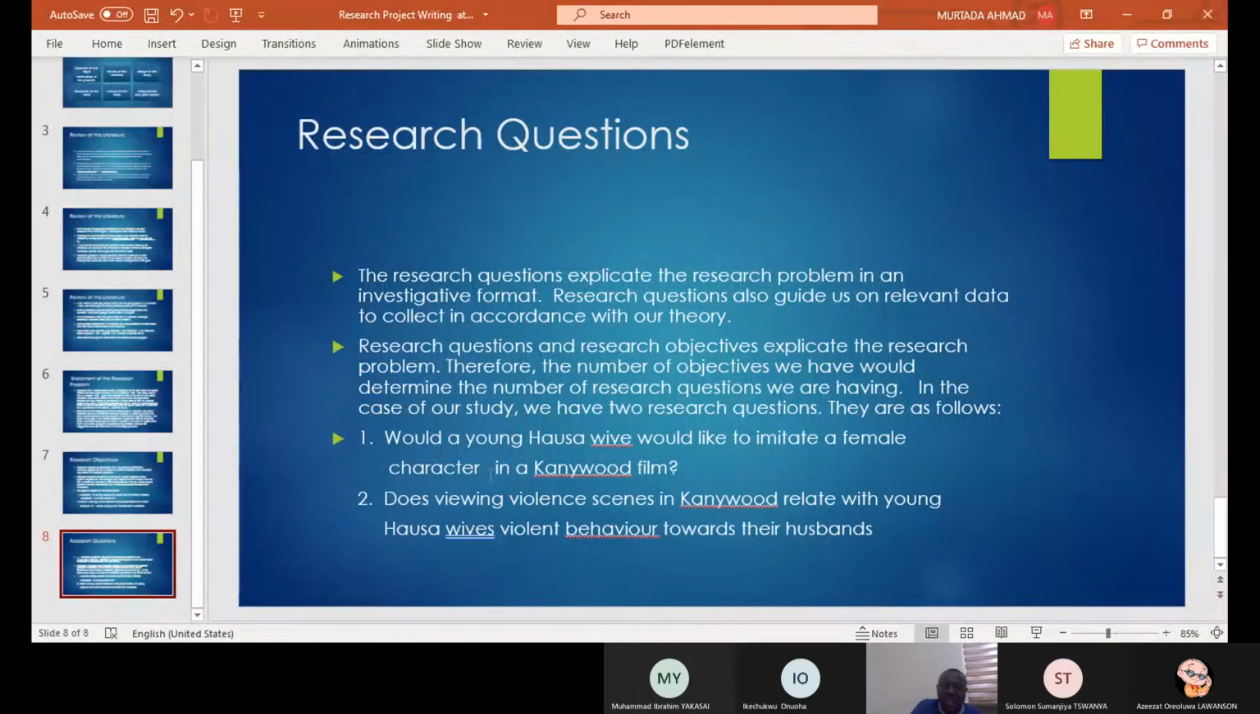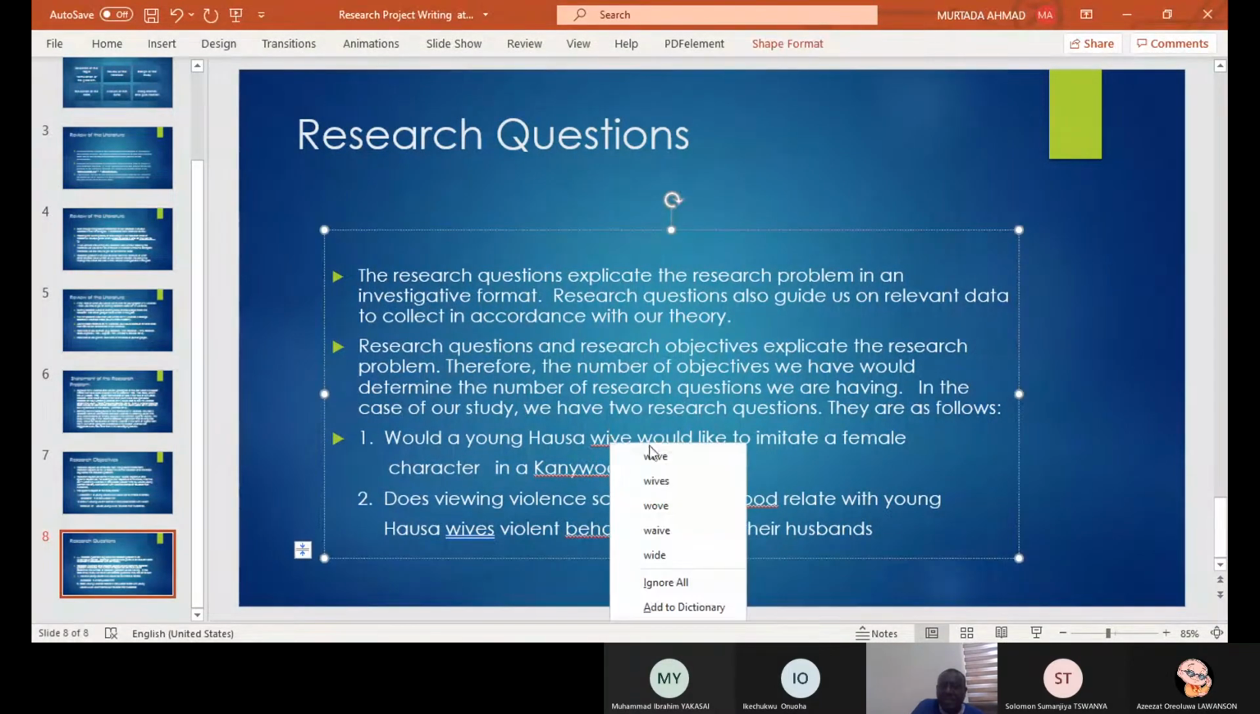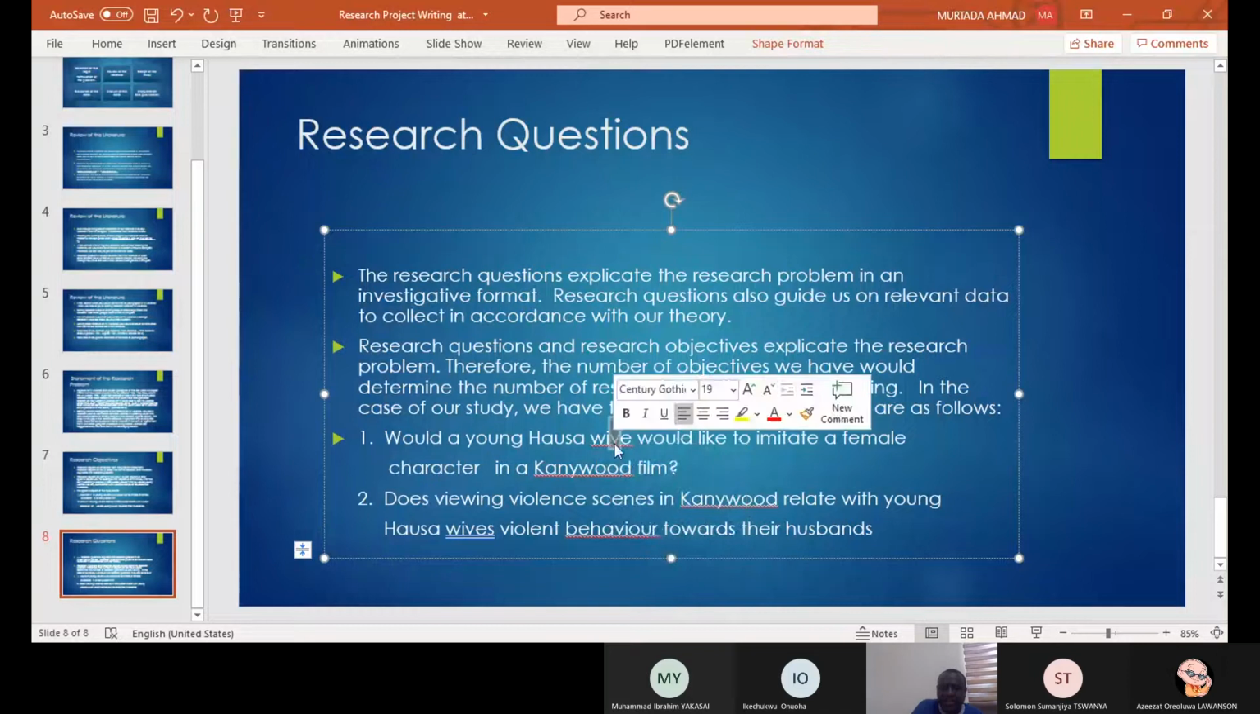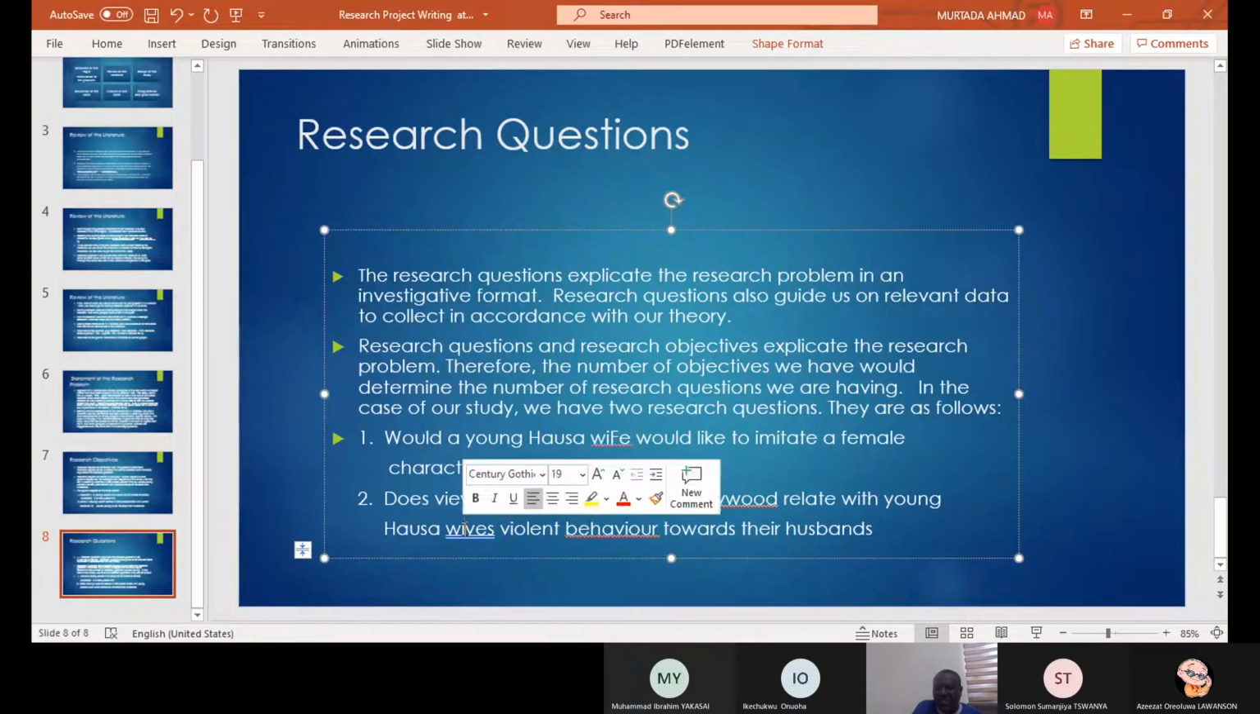Look at it. Will a young Hausa wife, I think this has an error of grammar, would like to imitate a female character in Kannywood film? Does viewing violent scenes in Kannywood relate with young Hausa wives' violent behavior towards their husband?